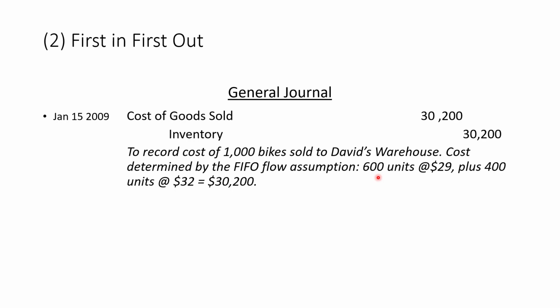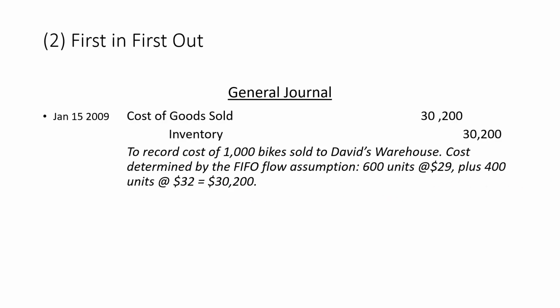600 units at $29, 400 units at $32. Because we had purchased 600 previously, and later on we purchased more units, out of which we are selling 400 at the price of $32. The total is 30,200. So here we have completed part A of this question.